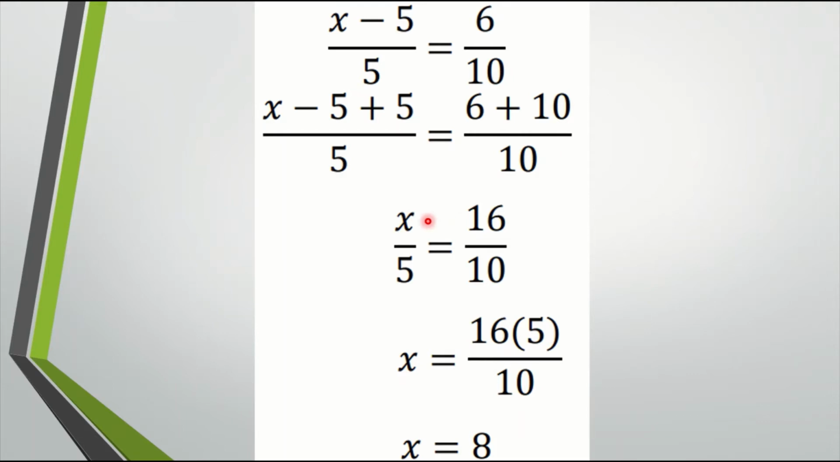Okay? So, this will become 0. Okay? 5 minus 5 is 0. So, therefore, natira na lang ay x. Okay? So, this will become x over 5 is equal to 16 over 10. So, x is equal to 16 times 5 divided by 10. So, 16 times 5 is 80 divided by 10 is 8.